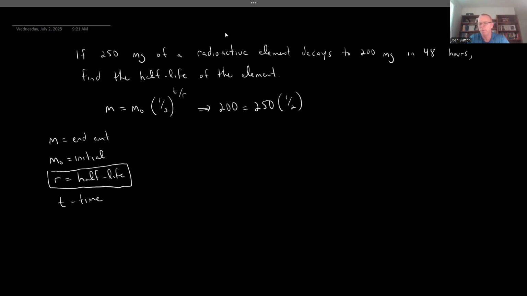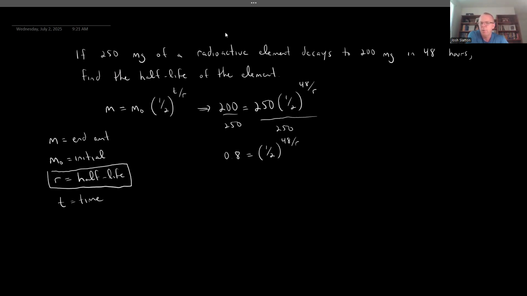It doesn't have to be hours in every problem, but whatever makes the most sense, and you want to be consistent. So if T is going to be in hours, then R is also going to be in hours. So T is going to be 48, and then over R. We need to solve this equation for R. The first step would be to get the exponential part of this equation by itself, so we divide both sides by 250. 200 divided by 250 is 0.8, and that equals 1/2 to the 48 over R.